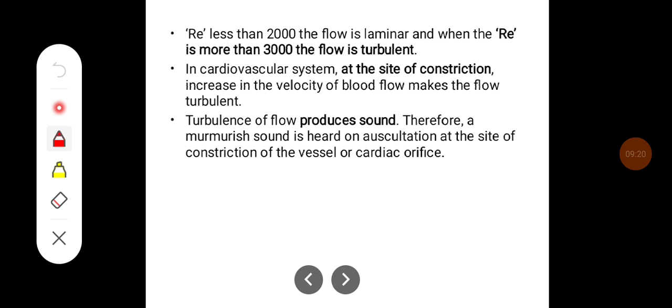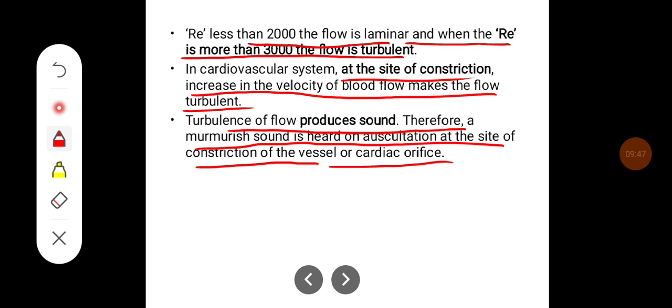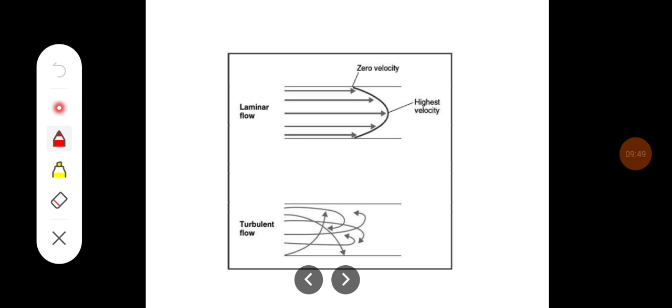When the Reynolds number is less than 2000, the flow is laminar, and when Reynolds number is more than 3000, the flow is turbulent. In cardiovascular system, at the site of constriction, increase in the velocity of the blood flow makes the flow turbulent. The turbulence of the flow produces sound, therefore a murmur sound is heard on auscultation at the site of constriction of the vessel or cardiac orifice.